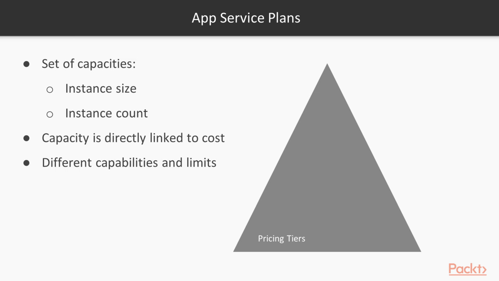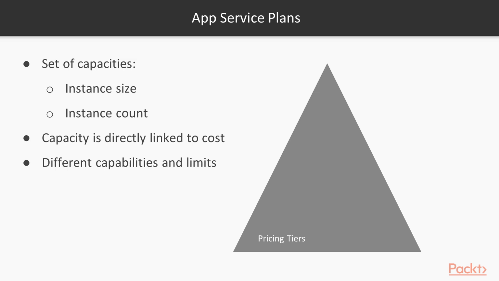Moving on to App Service Plans. An app service plan is a set of capacities, that is, the instance size and instance count on which the application is hosted, and features. Capacity is directly linked to cost, and hence it is similar to choosing a pricing tier.